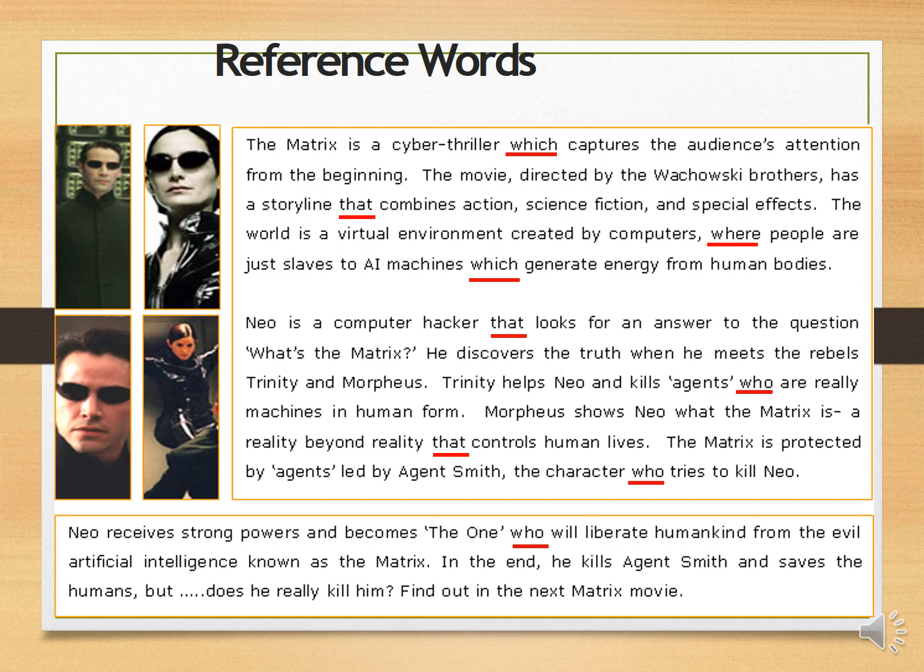Okay, this is an example of a text that you can try. Okay, I'm going to read it. While I read it, maybe you can try to find the answer. So later in the next slide, you will see the answers.